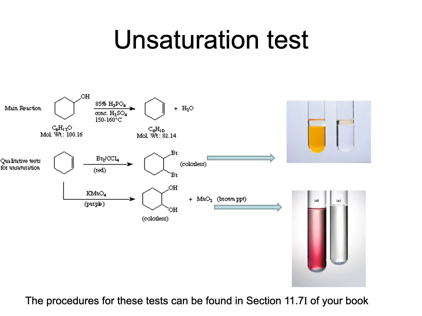Here you see both testing methods. At the beginning we have the yellowish or red-brown color, and it just disappears. For the second one, the permanganate, you see that some precipitate piles up at the bottom of the test tube.